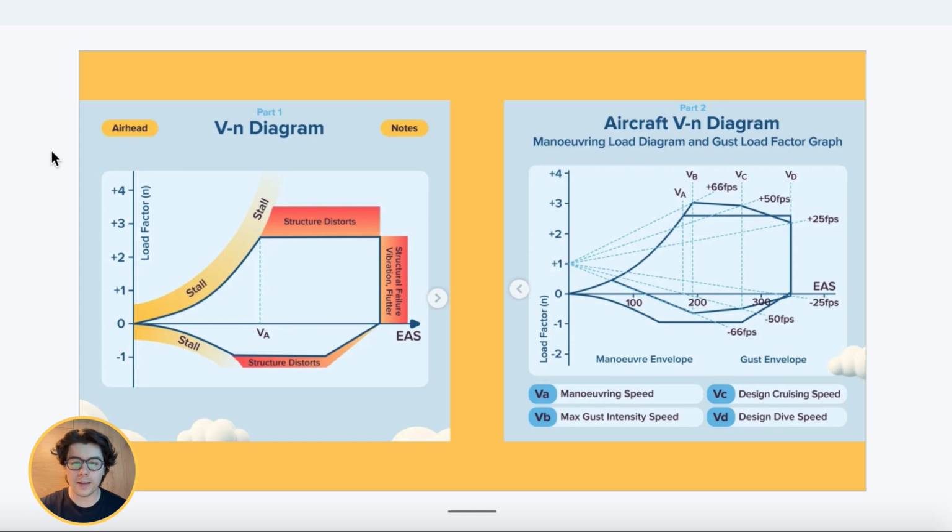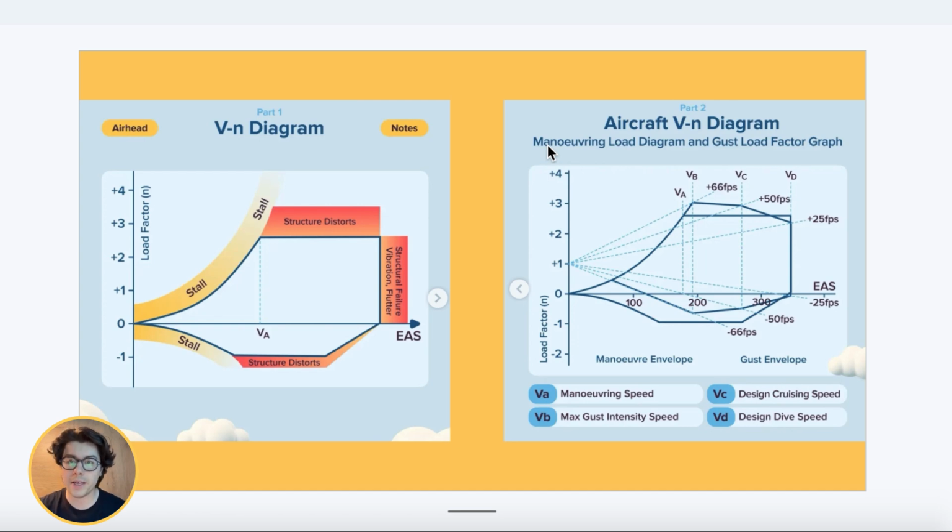To what I was referring earlier, these are the two diagrams. So the VN diagram, also called the maneuvering envelope, and on the right side you can see the gust load factor graph overlapped over the VN or maneuvering load diagram. On the left side we have the VA, our maneuvering speed, and you can see the speeds where the aircraft will stall at each load factor. And on the right side, if you look at the gust load factor, this is the one where you have the different gusts in feet per second. You can also see the design speed. So these are very important for the exams as well. This is a great reminder.